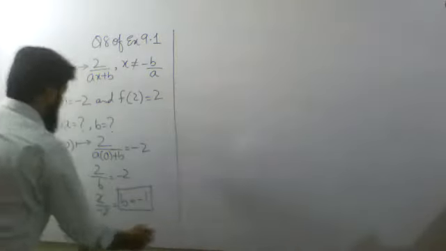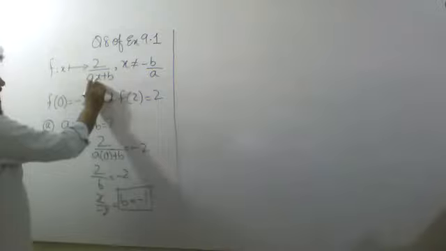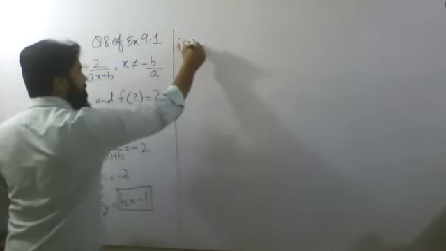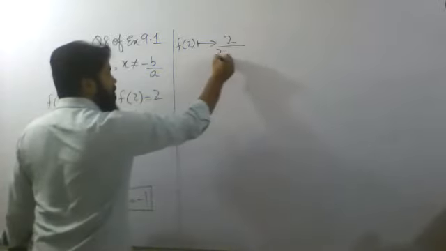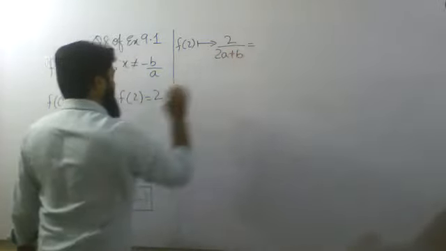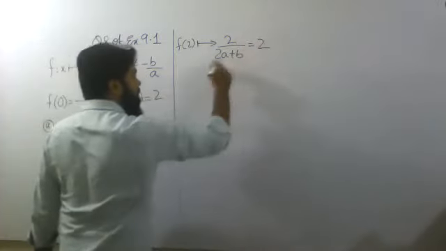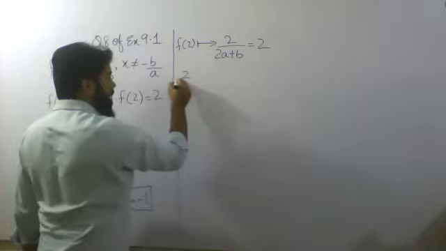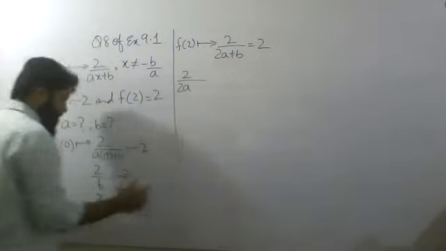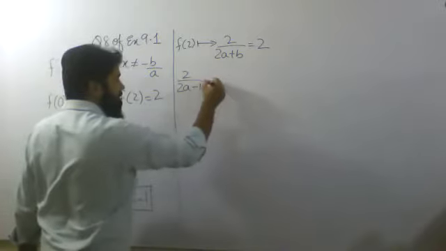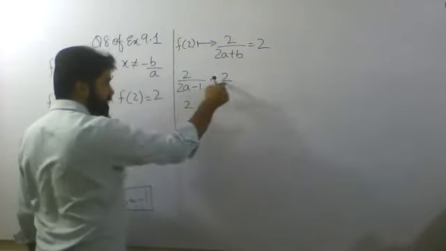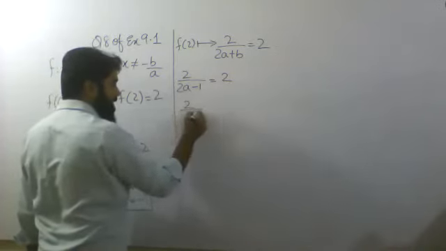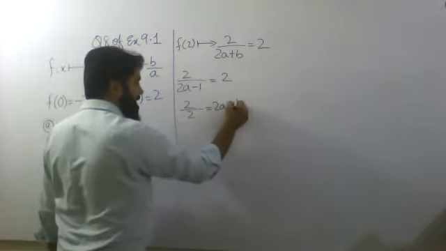Now, putting this one over here, f of 2 equals 2 upon 2a plus b, and the range is coming 2. So 2 upon 2a, instead of b I will be writing minus 1, equals to 2. Again cross multiplication, this will be shifted over here, this will be shifted over there. 2 over 2 equals 2a minus 1.